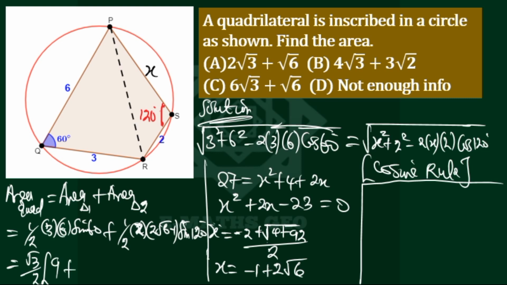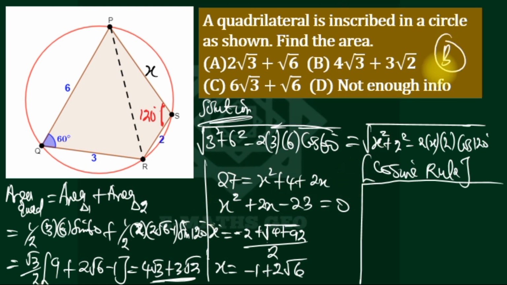This is 9 plus 2 root 6 minus 1. So our answer is 8 plus, that should be 4 root 3 plus root 18. Root 18 is 3 root 2. So that is our answer. That should be option B. So our answer is option B. It's a tricky question, but still simple.